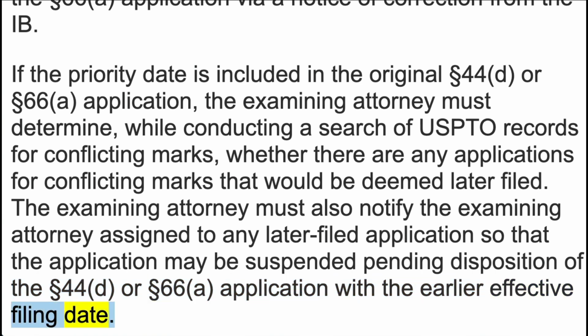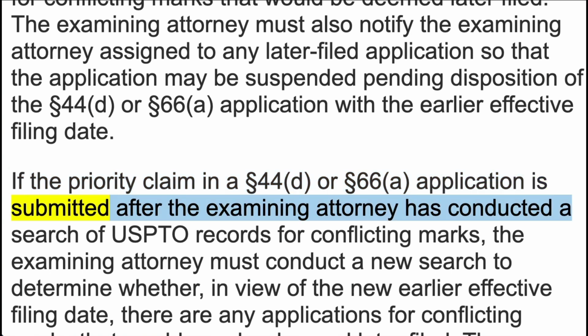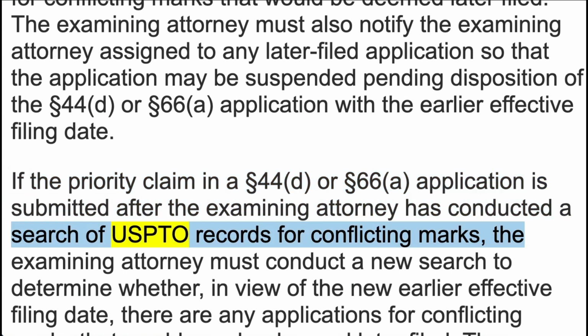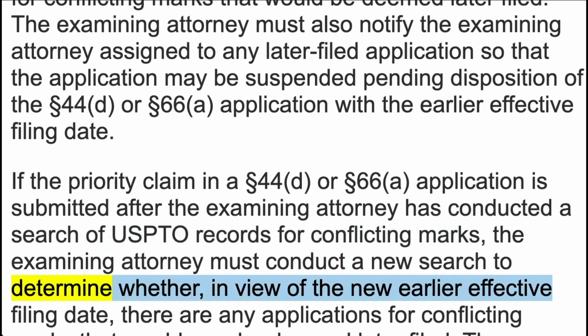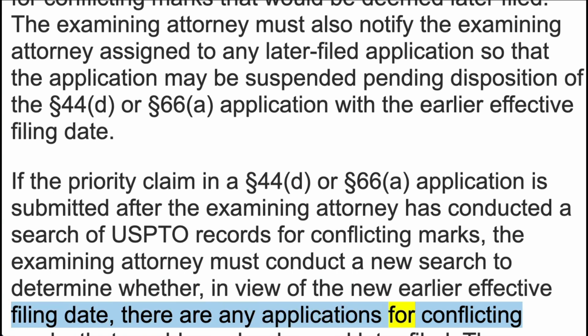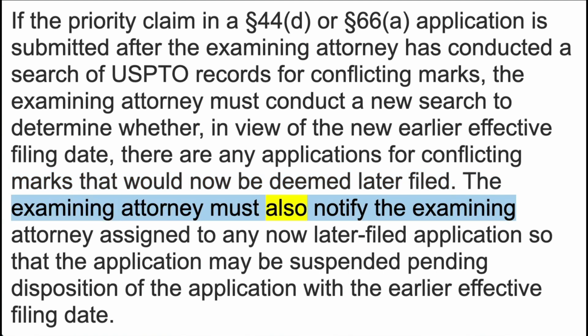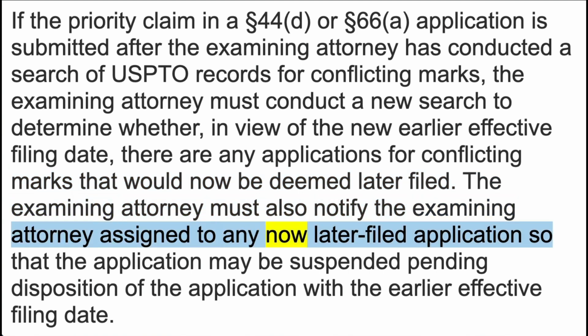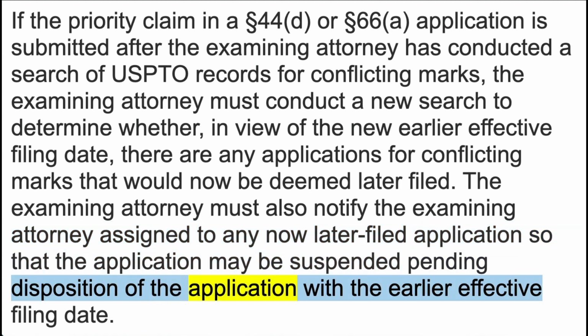If the priority claim in a Section 44(d) or Section 66(a) application is submitted after the examining attorney has conducted a search of USPTO records for conflicting marks, the examining attorney must conduct a new search to determine whether, in view of the new earlier effective filing date, there are any applications for conflicting marks that would now be deemed later filed. The examining attorney must also notify the examining attorney assigned to any now later filed application, so that the application may be suspended pending disposition of the application with the earlier effective filing date.